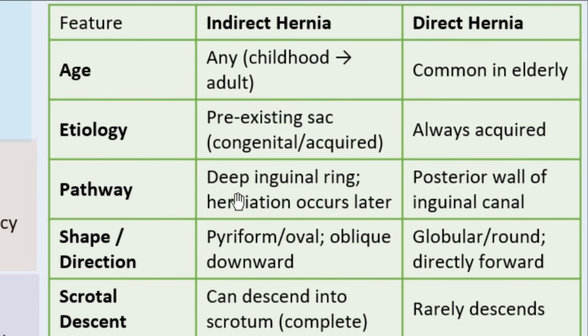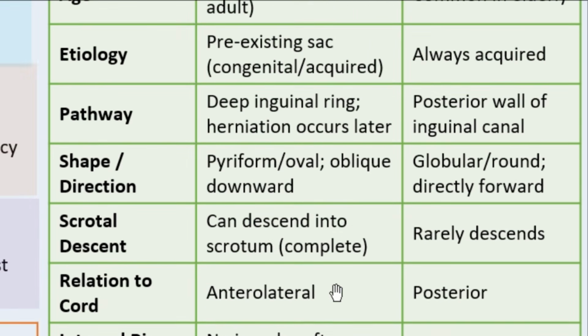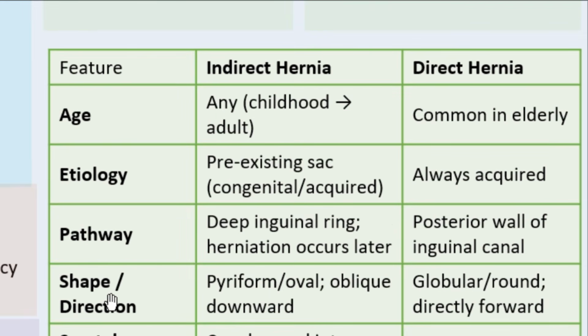Then the pathway is going to be through the deep inguinal ring, whereas in the direct hernia, it's going to come through the posterior wall of the inguinal canal. That is the transversalis. Then the shape and the direction. The shape of the indirect hernia is most of the time going to be oval or piriform, and oblique, which means it's moving inferomedially, while the direct hernia is just going to pass through the wall and expand and become globular all around.